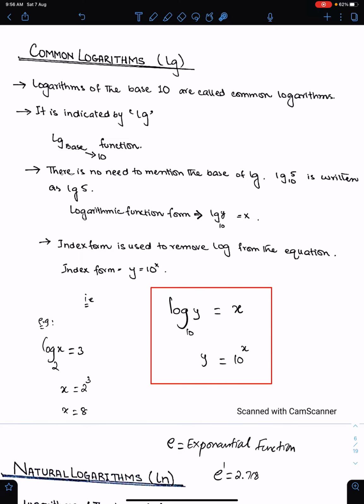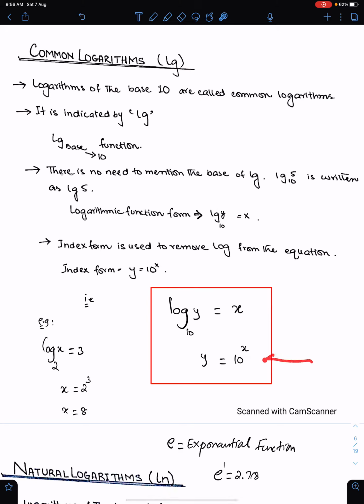Now this is very important. Logarithmic function form. This is the logarithmic function form. To make this simple to understand, I have mentioned this base here. Well, this is the logarithmic function form. Index form. Well, index form is used to remove log from the equation, from the logarithmic function form. This is the index form. You can understand this from these two equations. So first you need to write y here. This is the logarithmic form and this is the index form.